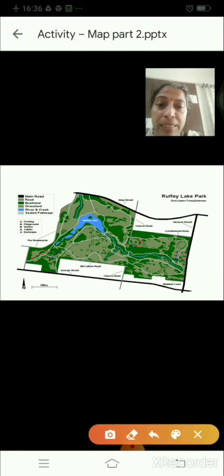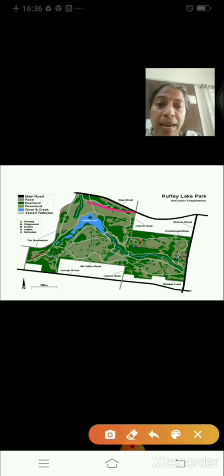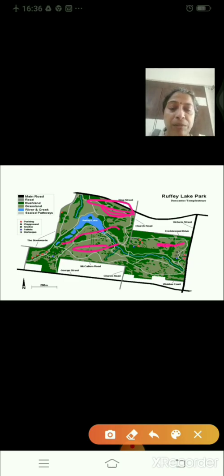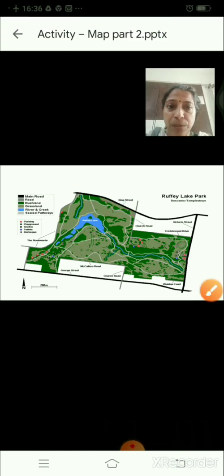So standard colors are used to show certain features. See here, look at this map. You can see this is the bushland, which is dark green. All these are grassland. These are river. Okay. So that is why standard colors are used in maps to show certain features. So here we can't use symbols. Is it clear, students, why colors are used?